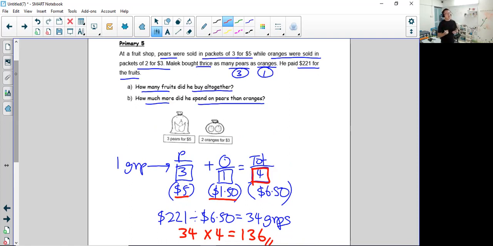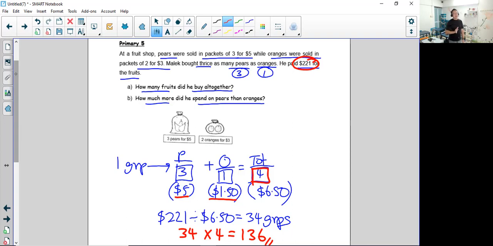So when you have that total, like he spent this total money, and you also can make one group with this and this and this, then you divide, and you can find how many groups. That is how you know you can use the grouping method, because you have all these clues inside the problem.